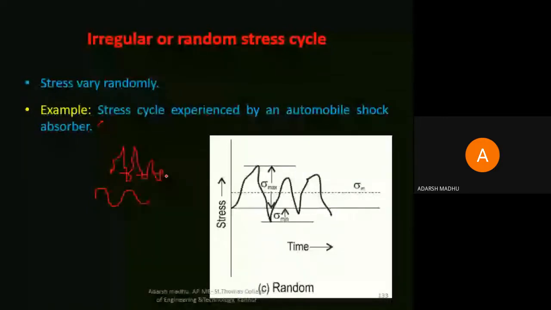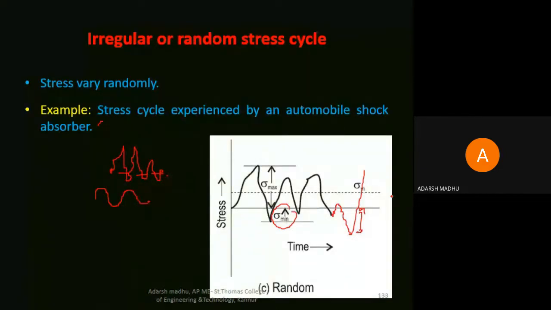So at each point, the sigma minimum value and sigma maximum value shown here will keep changing as we continuously apply the load. When we apply the load, we will have something like this and something like this. The sigma minimum value will be changing, so we cannot predict the total mean stress value in this condition, because the stress is varying randomly. The stress is not uniform. It is not varying in a uniform manner. It is varying in a random manner.